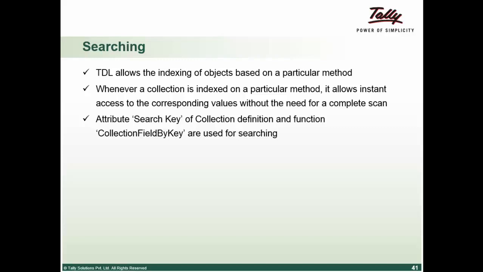And the searching can be done with the attribute search key at collection level. This implies that a unique key is created for every object, very similar to the primary key that we talk about in our other databases, for every object, which can be used to instantly access the corresponding object and its values.